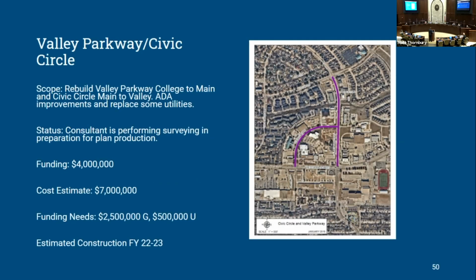Projects in design. First one up is Valley Parkway and Civic Circle. This is another one of those projects that has a significant funding gap. The project is really going to replace, for the most part, what's already out there in terms of the street. We will be making some ADA pedestrian improvements while we're out there, and we are going to be replacing some of the utility lines.